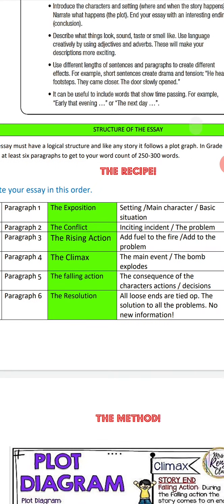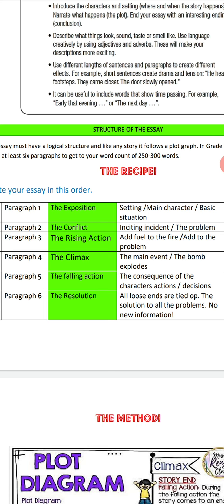So here is the recipe, the structure of the essay, how you are going to write the essay. What are you going to write in paragraphs 1, 2, 3, 4, 5 and 6 if you divide your essay, within the limit of 250 to 300 words, these things can be divided into 6 paragraphs. In paragraph number 1 you have to expose the setting. This is called exposition. You have to expose the setting, the main characters and the basic situation: where the story is starting, what the scenario of the story is, what is happening actually.